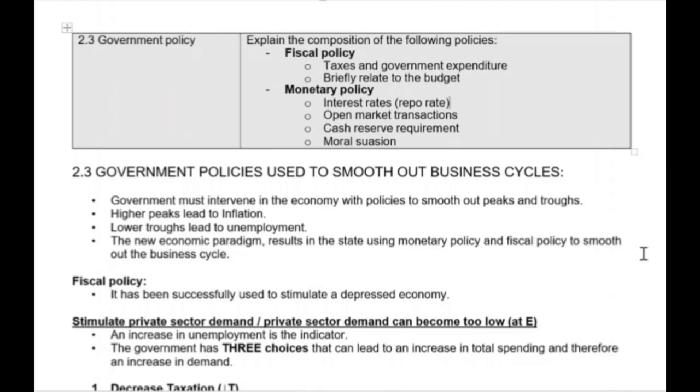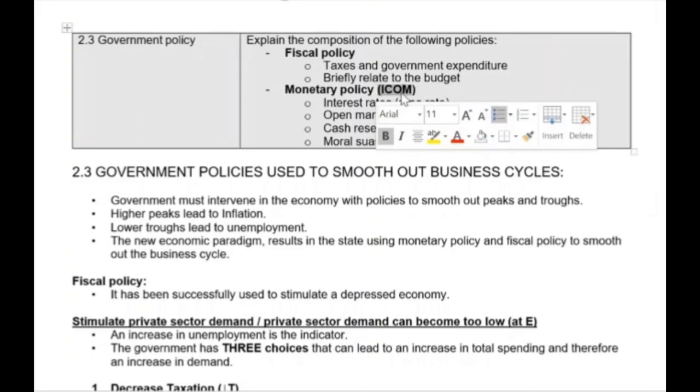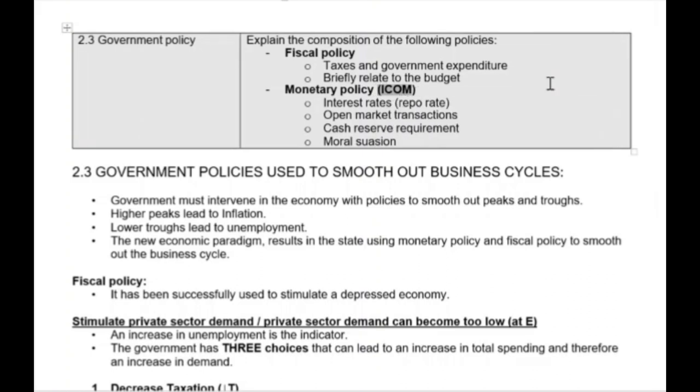Monetary policy. So, I mean, when you hear the word monetary policy, I think of money. That's it. We are using money to increase or decrease the economy. So here's a little abbreviation. Money, income. It sounds like income. Each one of the letters represents one of these words. So we can use interest rate, cash reserve, open market transactions, or moral suasion or moral persuasion, either or. And all four of these instruments we either use to increase the economy or decrease the economy.